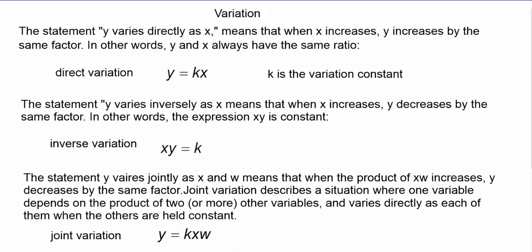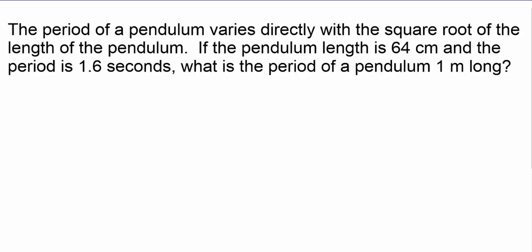Now let's look at some application problems that describe each. I'm likely just going to set up most of these because solving is going to be pretty basic, but in a couple we'll solve. All right, so we know the period of a pendulum varies directly with the square root of the length of the pendulum. So if we set this up, period, we'll call P, varies directly, so that's k, and we need the square root of the length, like so.